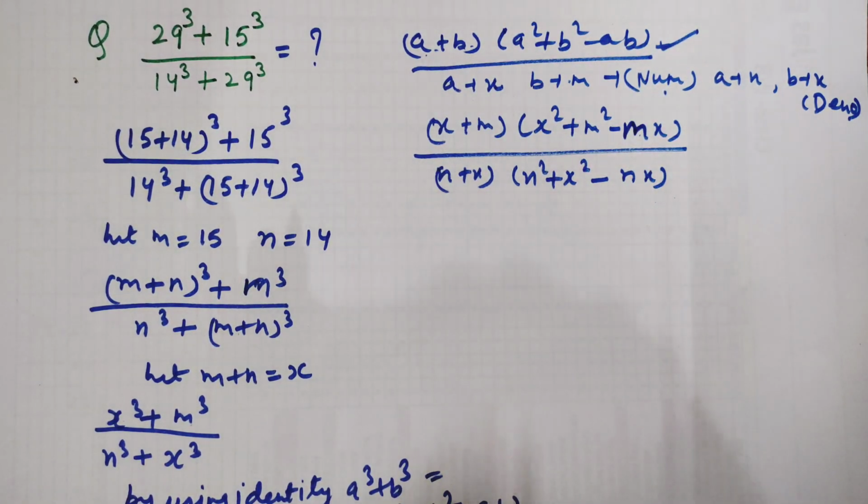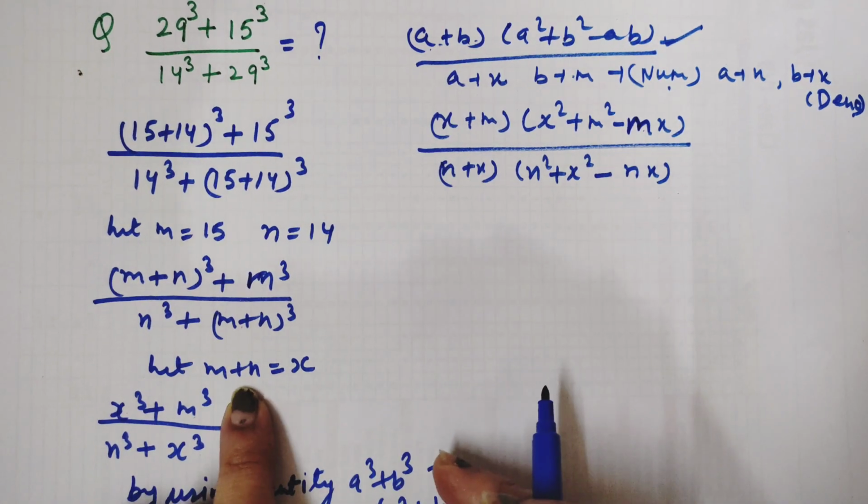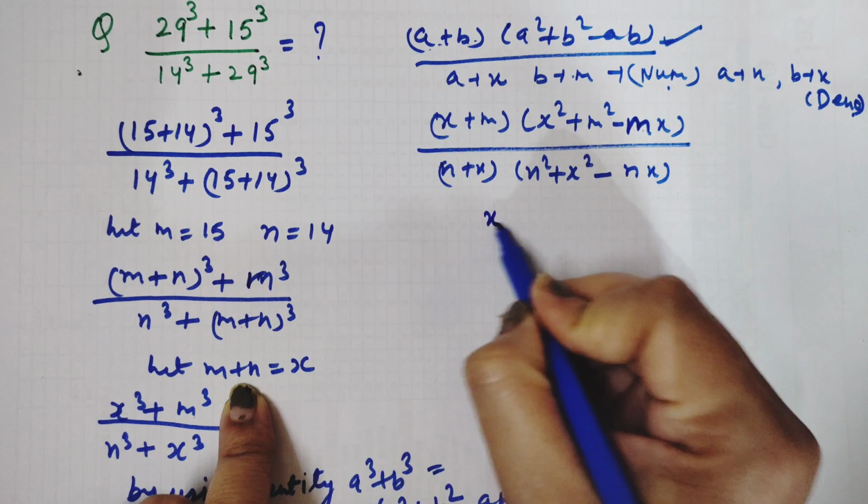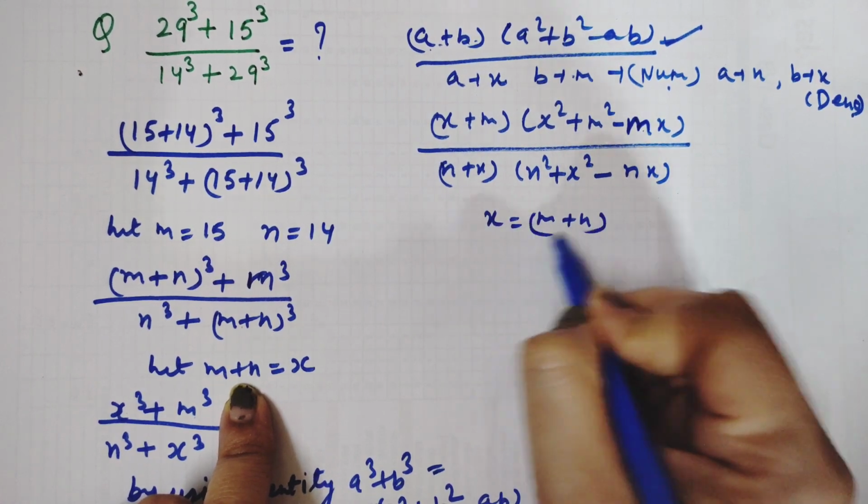Now you can see the x plus m. This is where we will break the identity. After using this identity, we know what our x is. x is m plus n. So put x equals m plus n again here.